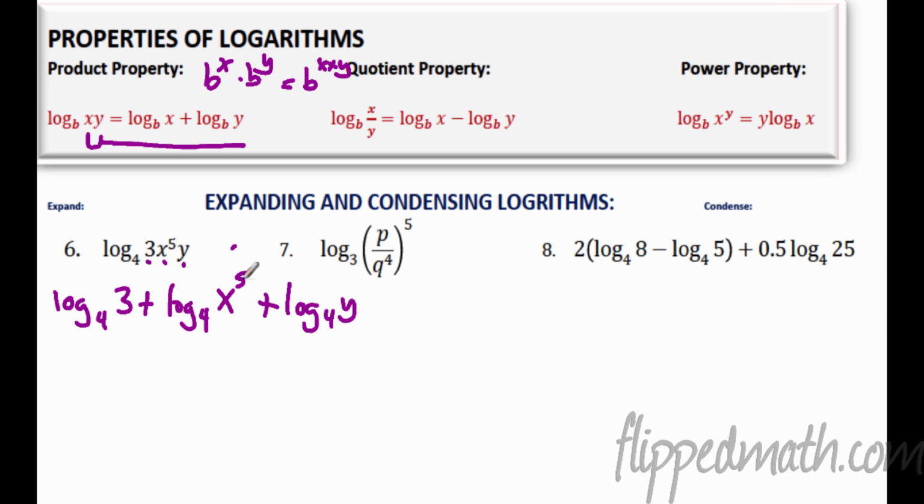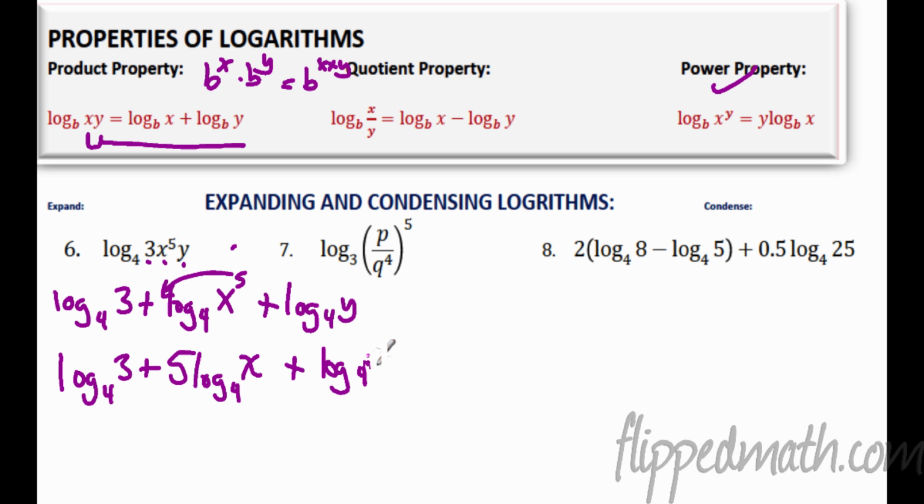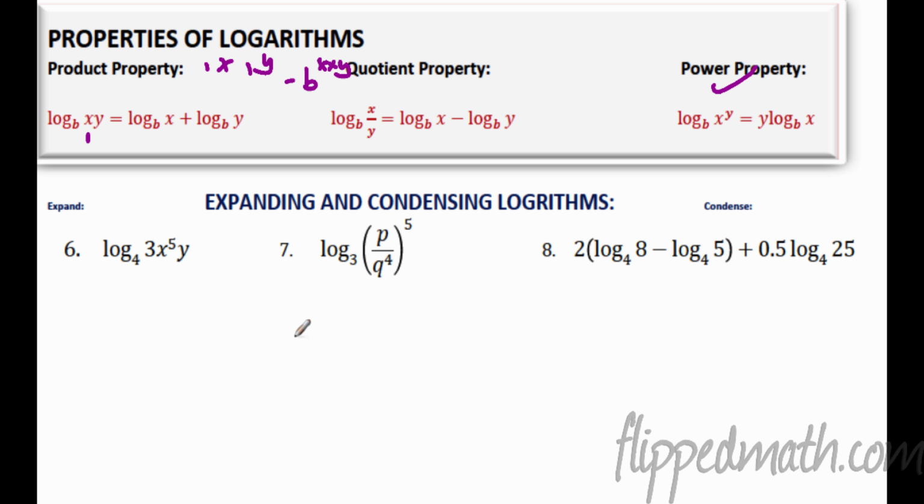And now we're going to deal with that 5, that exponent up there. We're going to put that down front. So final answer, number 6, we have log base 4 of 3 plus that 5 is going to come down. That's using the power property. So 5 times the log base 4 of x plus log base 4 of y. All right, so that is number 6. Write that down because I'm getting rid of this because I need more room. Booyah.